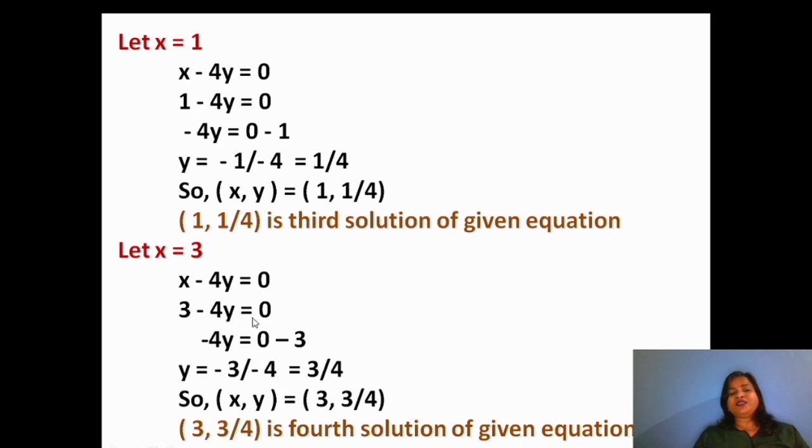3 minus 4y is equal to 0. Minus 4y is equal to 0 minus 3. y is equal to minus 3 upon minus 4. Minus minus will be cut. So y is equal to 3 upon 4. Here you can see (x, y) is equal to (3, 3 upon 4), because 3 is the value of x and 3 upon 4 is the value of y. (3, 3 upon 4) is the fourth solution of the given equation.